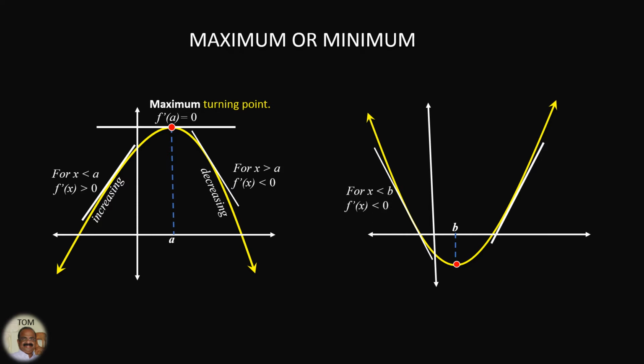Look at the second graph. Okay, x less than b, smaller than b, and the tangent is there, negative gradient, so it is decreasing up to the point b. Then on the right side, x is greater than b, and it is increasing: decreasing, and then increasing. So what will be the turning point? It is called a minimum turning point. And the tangent again at x equal to b, what is the gradient? f dash b will be equal to 0.